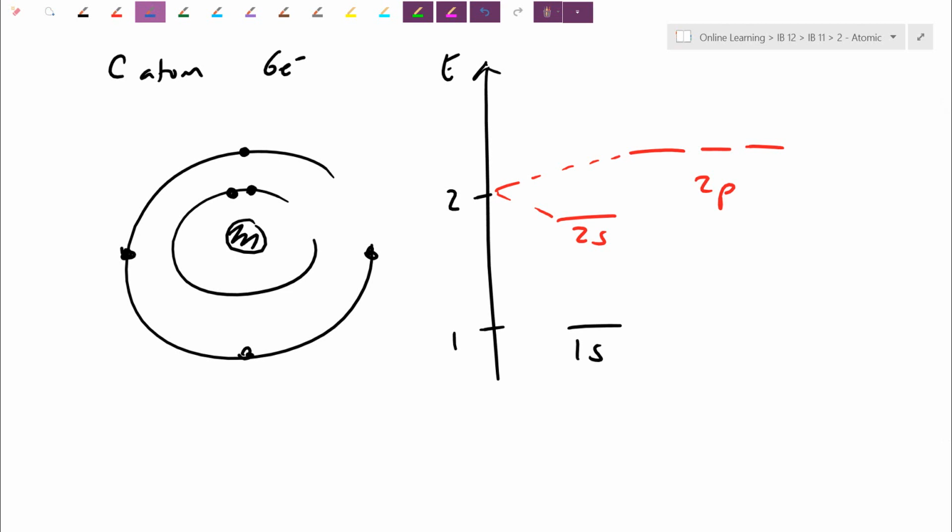Where do the first 2 electrons go? Well, given the whole hotel is free, the first 2 electrons will go in 1s. The next 2 electrons will go in 2s1, 2s2.